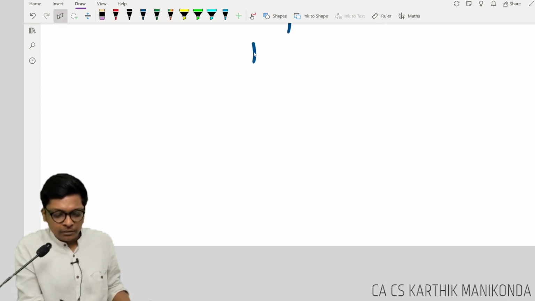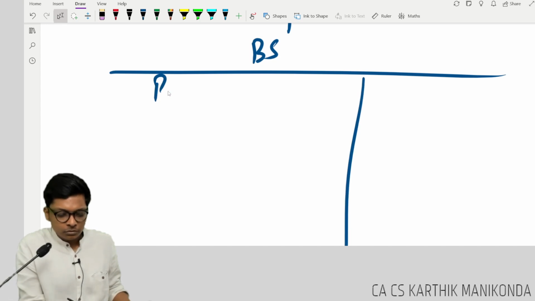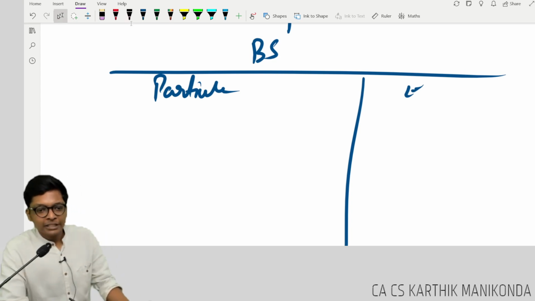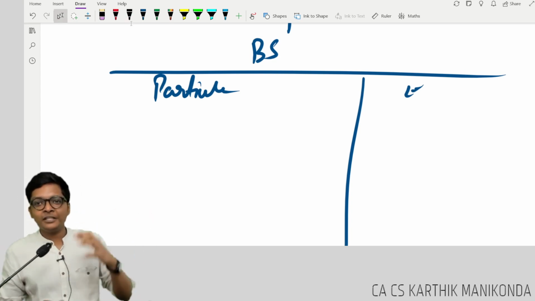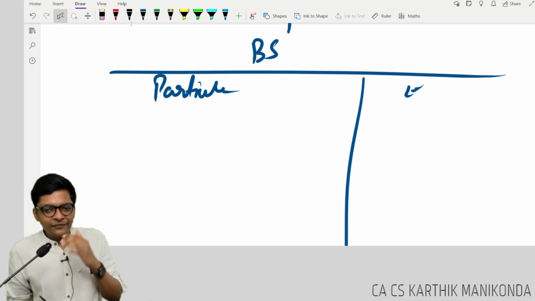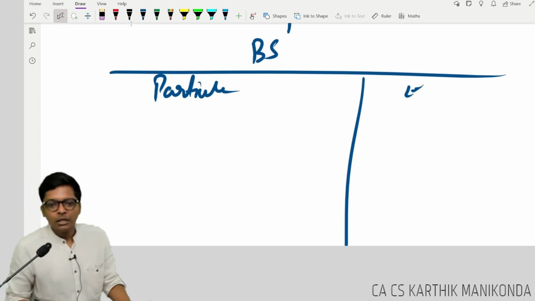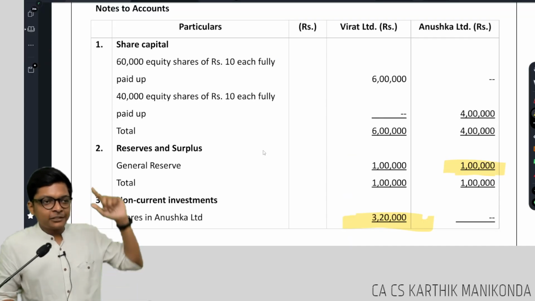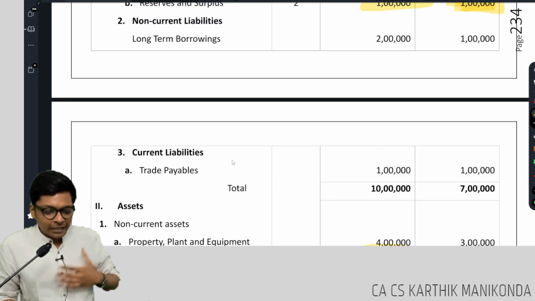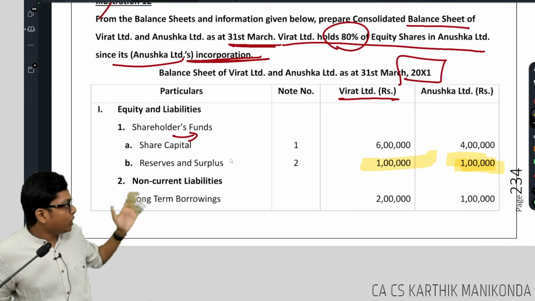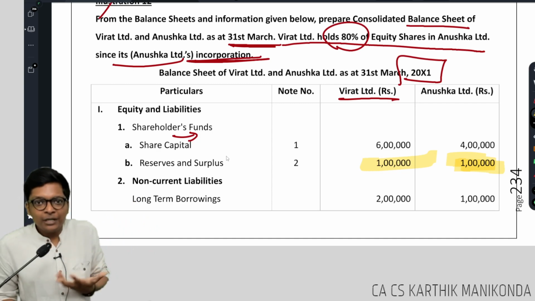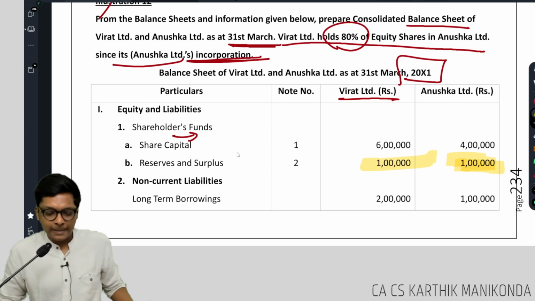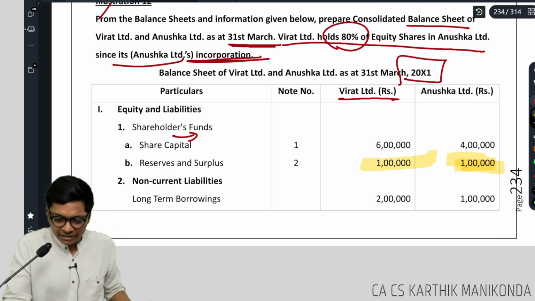I will also prepare it. Balance sheet: particulars and amount. Schedule 3, guys. Enough of T format. T format was for the first 2 sums. If anybody started T format, take a red pen and strike their note. From now, Schedule 3. The previous question was in T format, so I allowed it. In this Virat and Anushka question, which format is there? Schedule 3. Sir, I don't know Schedule 3. The question itself has the format, so you copy that and change the numbers.